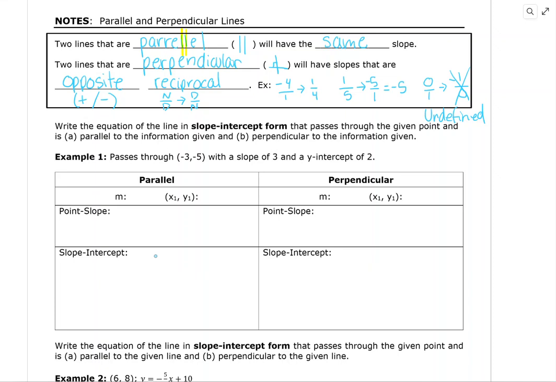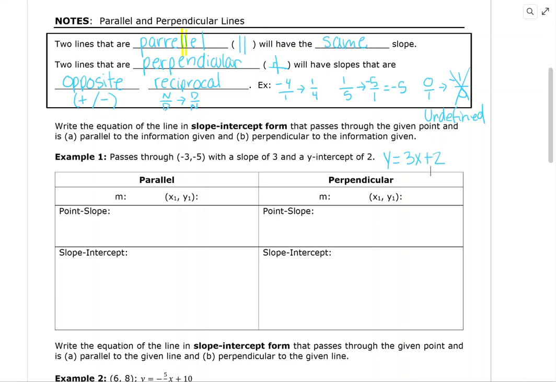So write the equation of a line in slope-intercept form that passes through the given point. And in our first part, this column, we want to find a parallel to the information given. And part B, this side, we want to find a perpendicular to the information given. So for example 1, it passes through the point -3, -5, and has a slope of 3 and a y-intercept of 2. So we have this line that has a slope of 3 and a y-intercept of 2. So we're saying our equation is y equals our slope of 3 and a positive y-intercept.